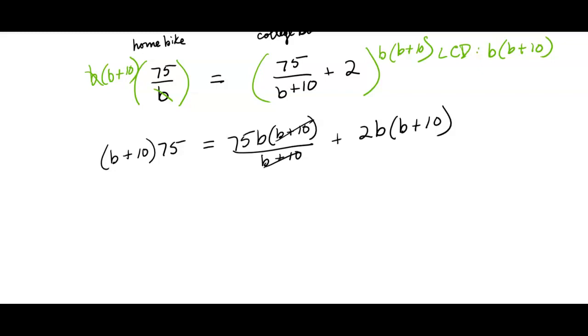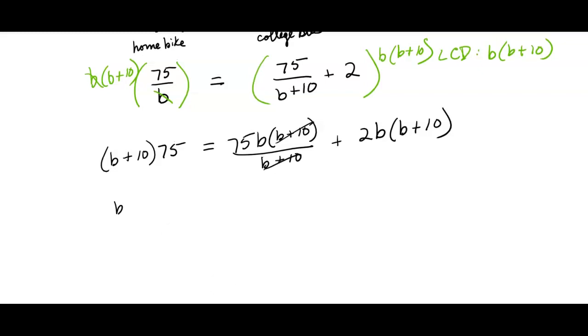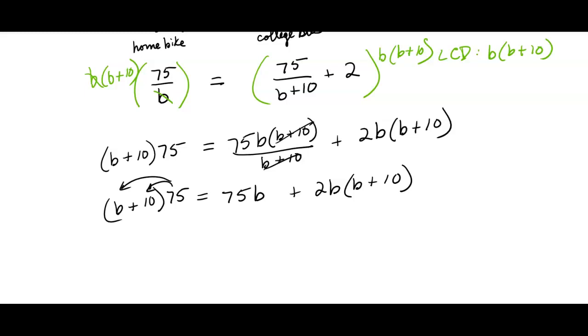All right. So I'm going to have b plus 10 times 75. I'll do all the distributing on the next line. And then 75b plus 2b times b plus 10. Okay, now I want to do the distributing. So distributing in here, I get 75b plus 750. And then over here I get 75b plus 2b squared plus 20b.